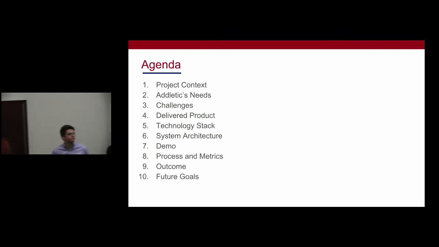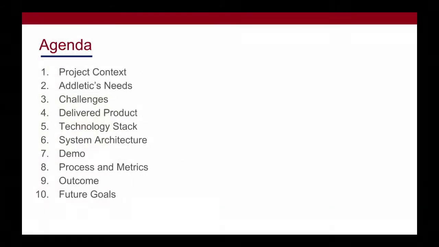And just as a summary of what we're going to go through today, we're going to start off with the context of our project. We're going to then talk about the needs of Athletic and the requirements that we got from them. We're going to talk about what challenges we faced when trying to meet those requirements, our eventual delivered product, the tech stack we used, and the architecture and design that we chose. Then we're going to take you through a nice video demo. Then we're going to talk about our process and how we came to such a great application, and a final summary and future goals at the end.